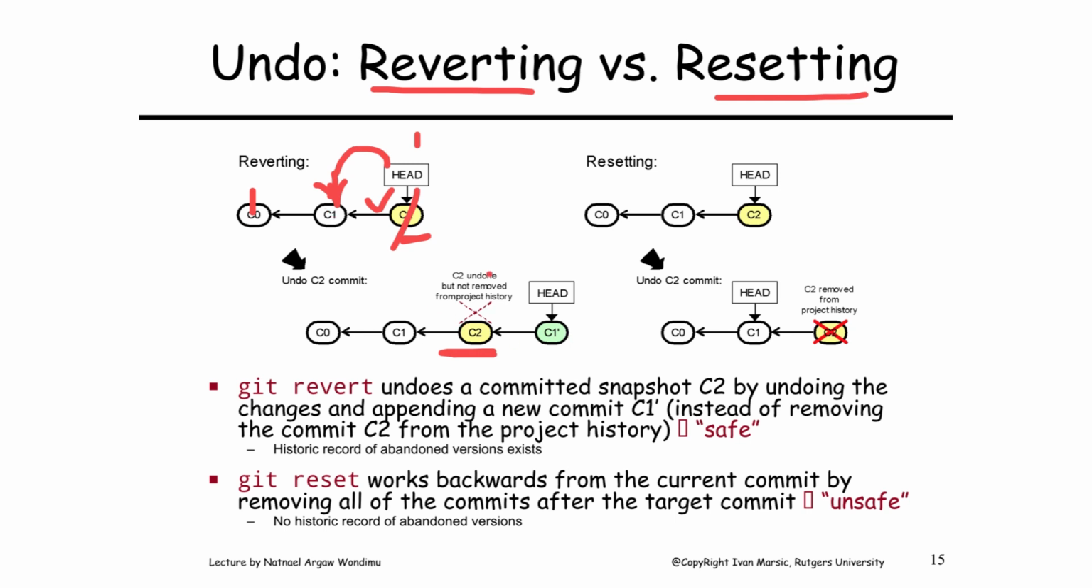But the opposite is true in the case of resetting. The same scenario applies: C0, C1, C2. The head is C2. If you feel C2 is wrong, and you want to cancel everything about C2, including its history, you can issue the git reset command, which is called resetting, that will not preserve the history after C1. It will completely cancel the history and also the node or the tip of the main line. So we use git revert and git reset for this. Git reset is the unsafe one, and git revert is the safest undoing mechanism.